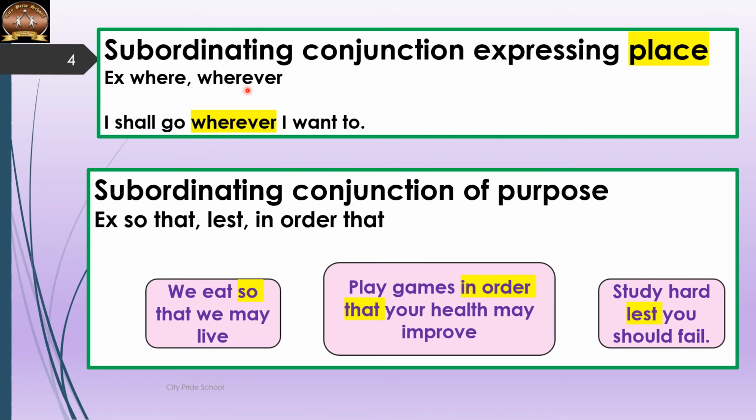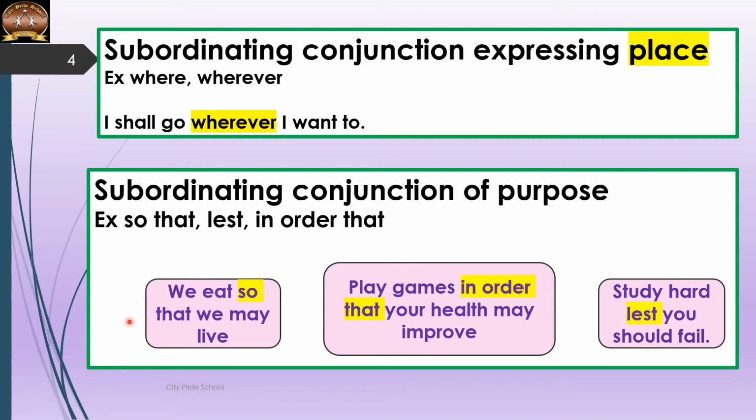Now where and wherever are two subordinating conjunctions that express place. I shall go wherever I want to. So wherever here is talking about the place. And then subordinating conjunctions of purpose are so that, lest, in order that.